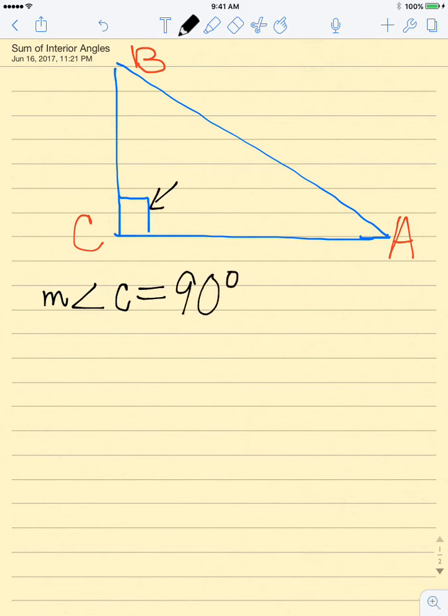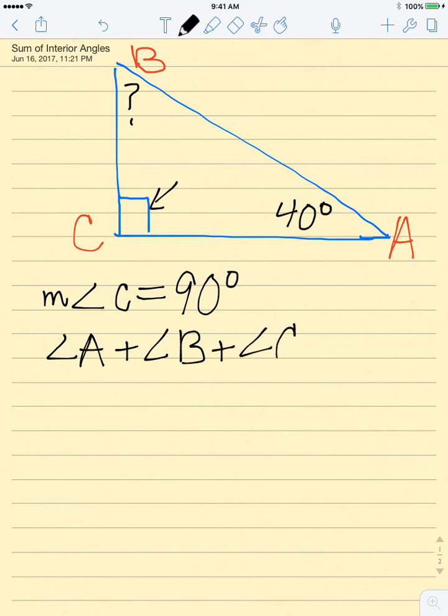And that's helpful information. Let's say I said that the measure of angle A is 40 degrees. And I wanted you to tell me, well, what is the measure of angle B? Well, this theorem says that the measure of angle A plus the measure of angle B, so I'm just not writing the M, plus the measure of angle C equals 180 degrees.